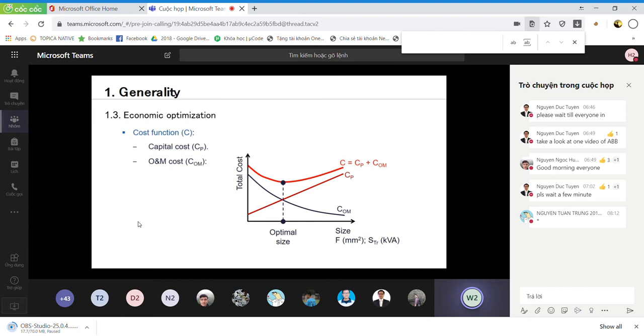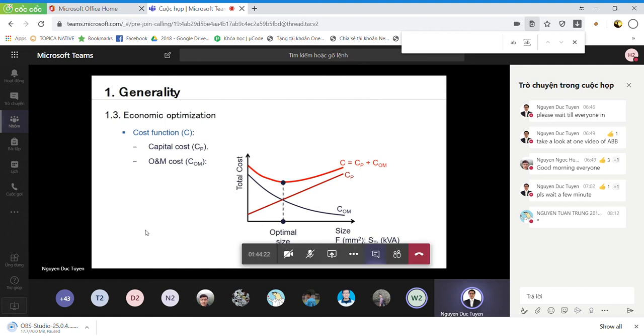That's right. But the point of this slide is that when you consider all the technical issues in selecting devices or equipment, you also consider the economics. That means you want to have very good, high quality equipment, but you don't have enough money, so you should consider the financial issue also. Maybe you can build a very long and very big power line, but it costs a lot, so you need to trade off between two criteria, right? Technical issue and economical issue, right?